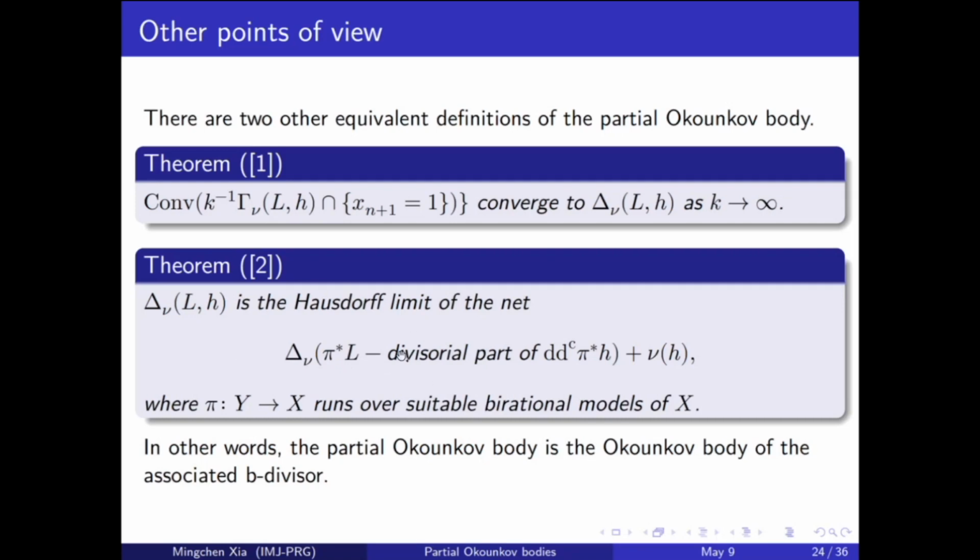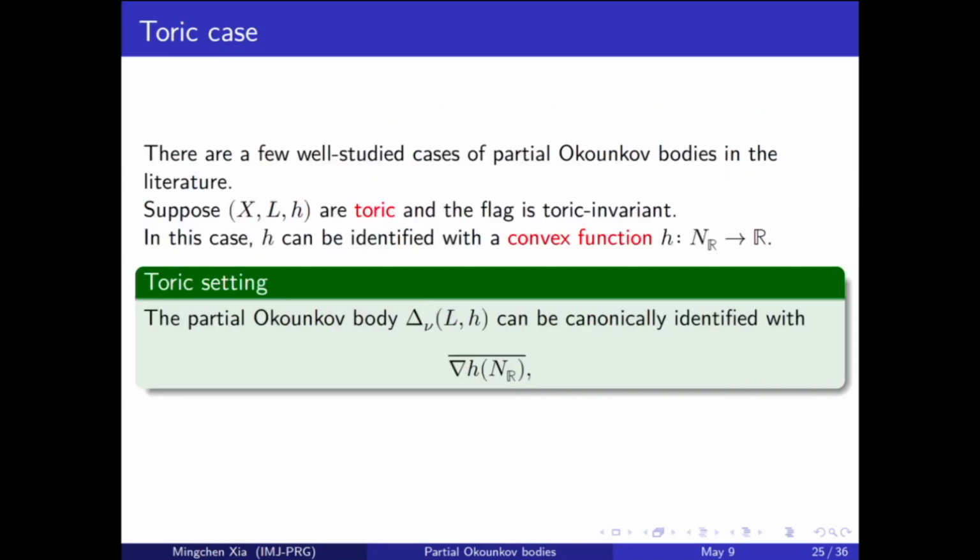And also the second point of view allows us to generalize the partial Okounkov bodies to other base fields instead of only C. Although the general definition of partial Okounkov bodies was written down only 3 years ago in my paper, there are a few special cases already widely known in the literature. For example, the toric case is already something widely studied.